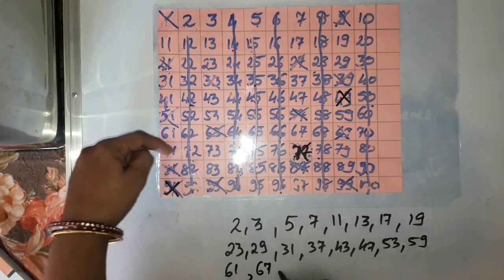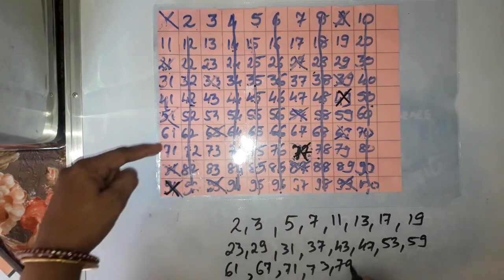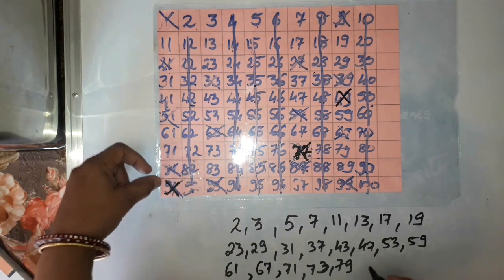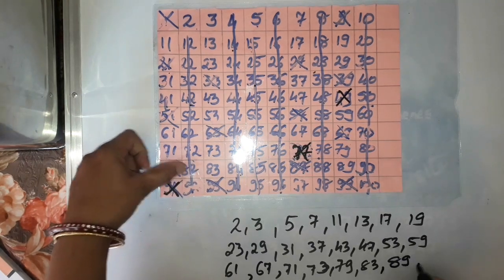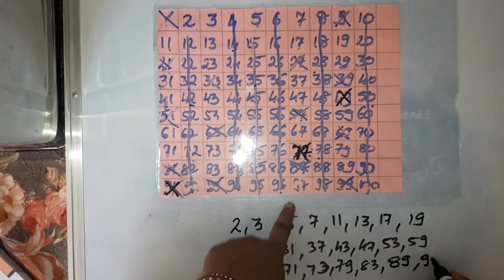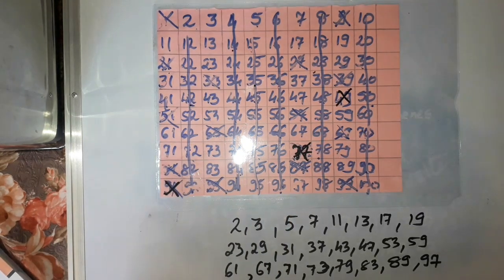67, 71, 73, 79, 83, 89 and 97. Okay, here you can see there are 25 prime numbers altogether up to 100.